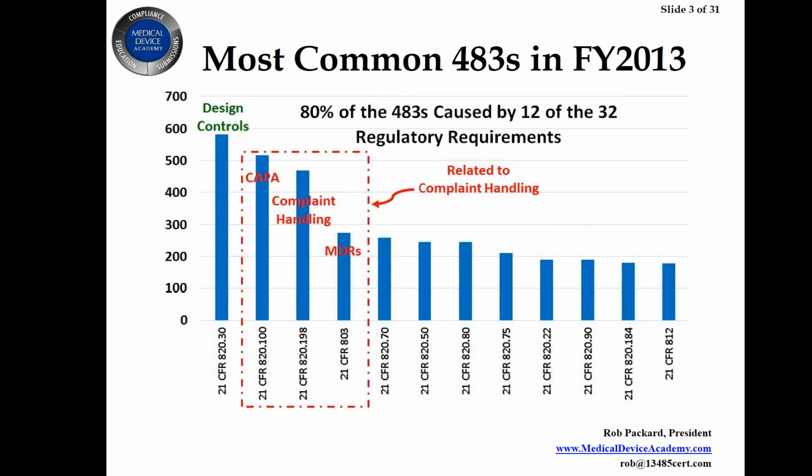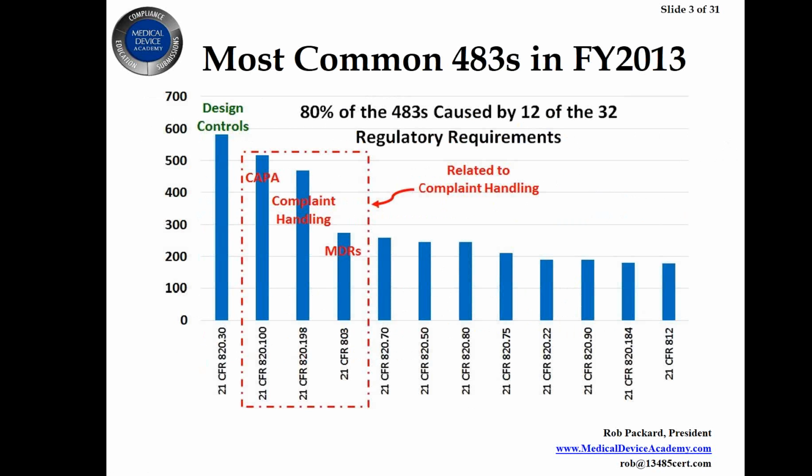And based on this Pareto analysis that I did back in 2014 of 2013 fiscal year data, design controls was the number 1 area they were identifying as non-conforming. However, design controls is a little bit misleading because there are so many subparts to design controls. You have parts A through J.